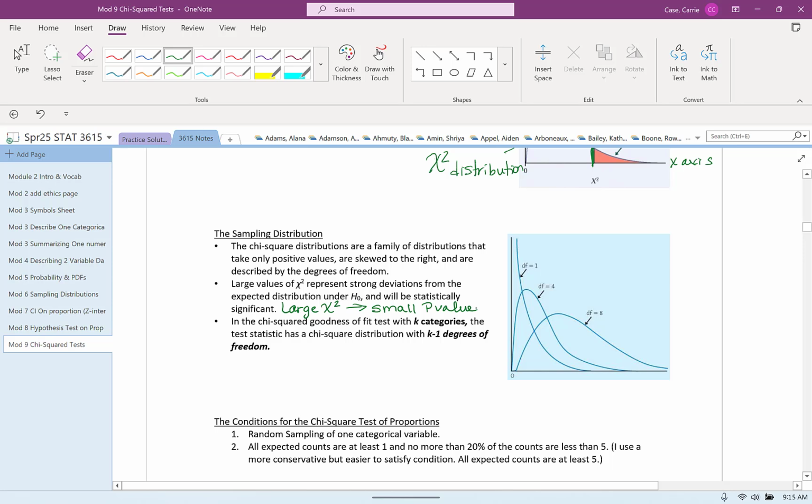In the chi-square goodness of fit test with k categories, the test statistic has a chi-square distribution with k minus 1 degrees of freedom. And so the distribution changes, gets a little less skewed right, as degrees of freedom get bigger.